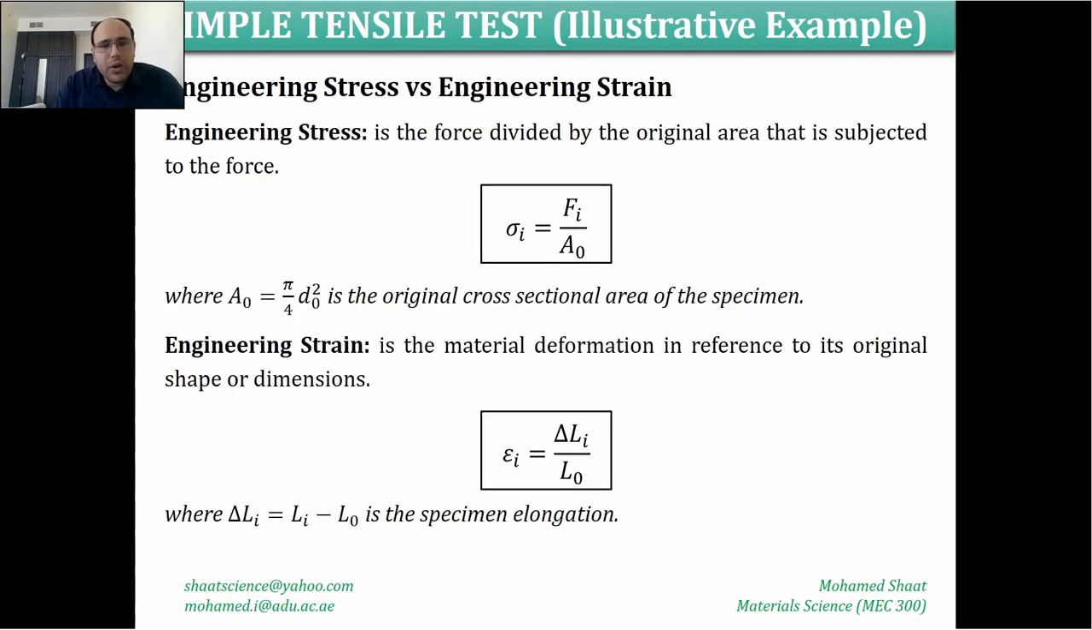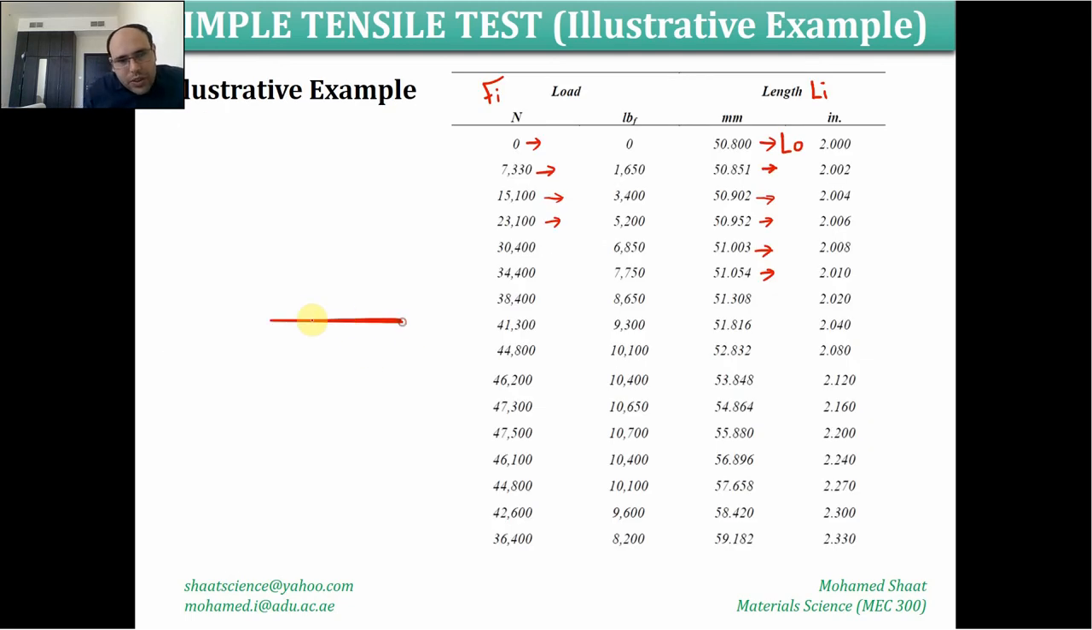So, starting with the engineering stress and engineering strain. What does engineering stress mean? It is simply the force divided by the original area of the material sample that is subjected to the force. Mathematically speaking, engineering stress is the force acting over the material sample divided by the original area. Remember that you have a material sample with a cylindrical shape with an original diameter d0, which is already given to you. So simply we can calculate the original area as pi over 4 d0 squared.